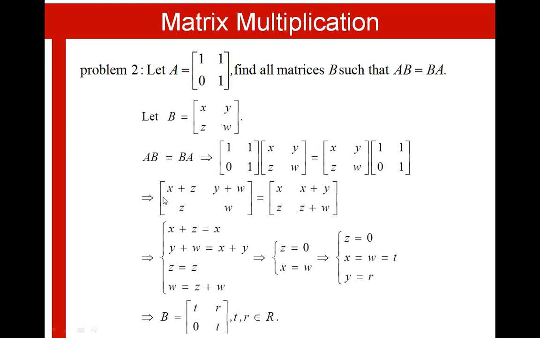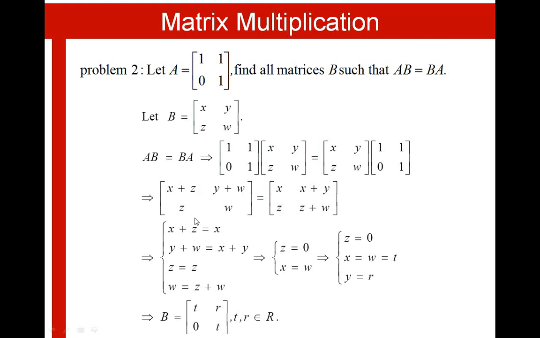AB equal to BA: we set the two matrices next to each other the way they are represented here. Then we do the multiplication to obtain x plus z, y plus w, z, w. On this side, x, x plus y, z, z plus w. In order for two matrices to be equal, first of all, they must be the same size, which they are, and the corresponding elements have to be equal.